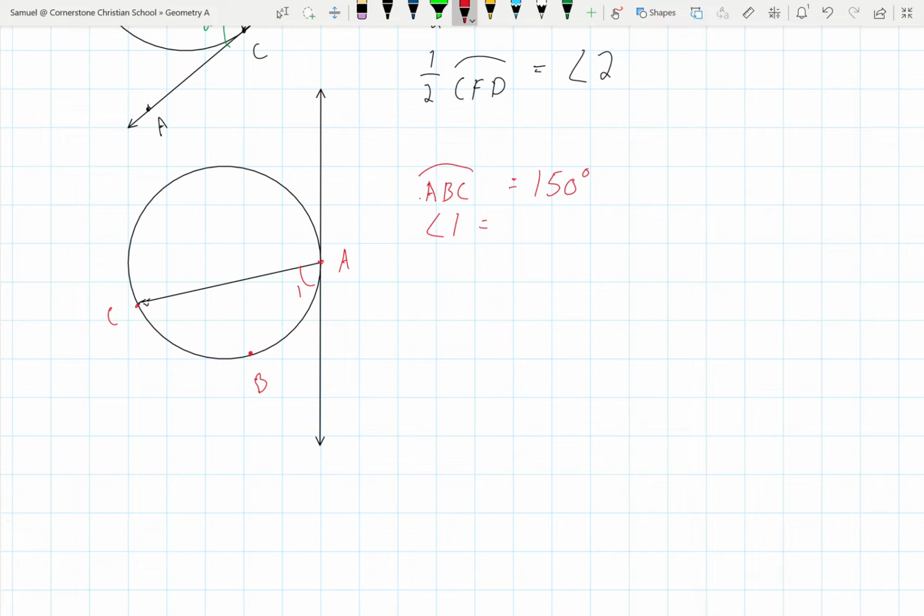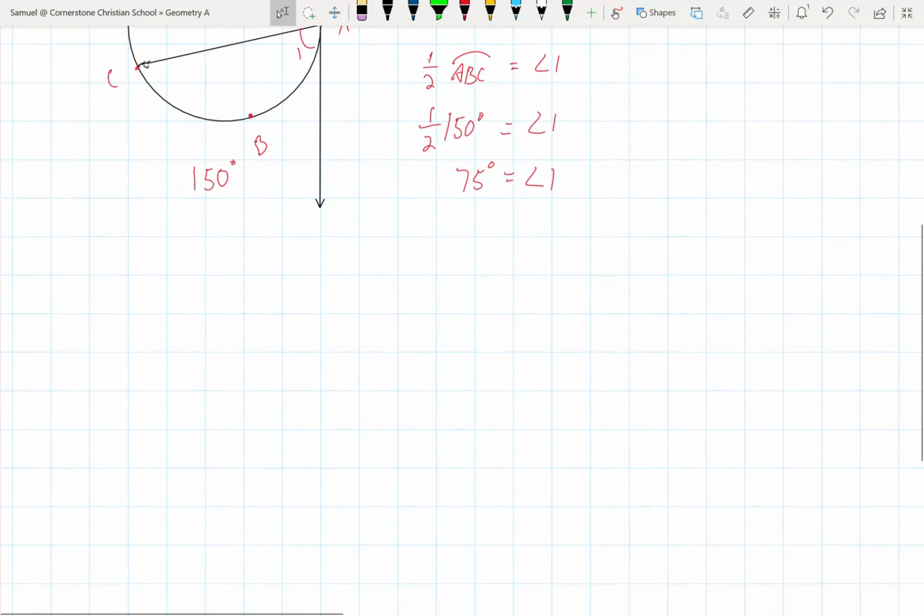And so again, if ABC is 150 degrees, then I know that angle 1 and arc ABC relate in this regard, that 1/2 of arc ABC is equal to angle 1. So therefore, if I were to plug in ABC, 1/2 of 150 degrees equals angle 1. Therefore, angle 1 equals 75 degrees. So again, this is the same relationship that we had just looked at with inscribed arcs and inscribed angles.